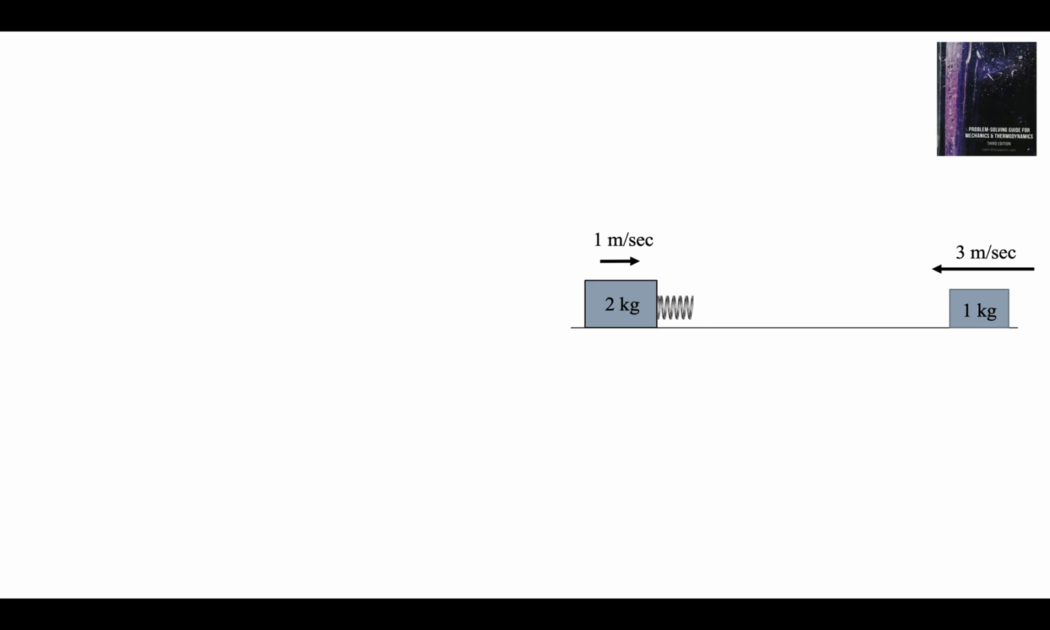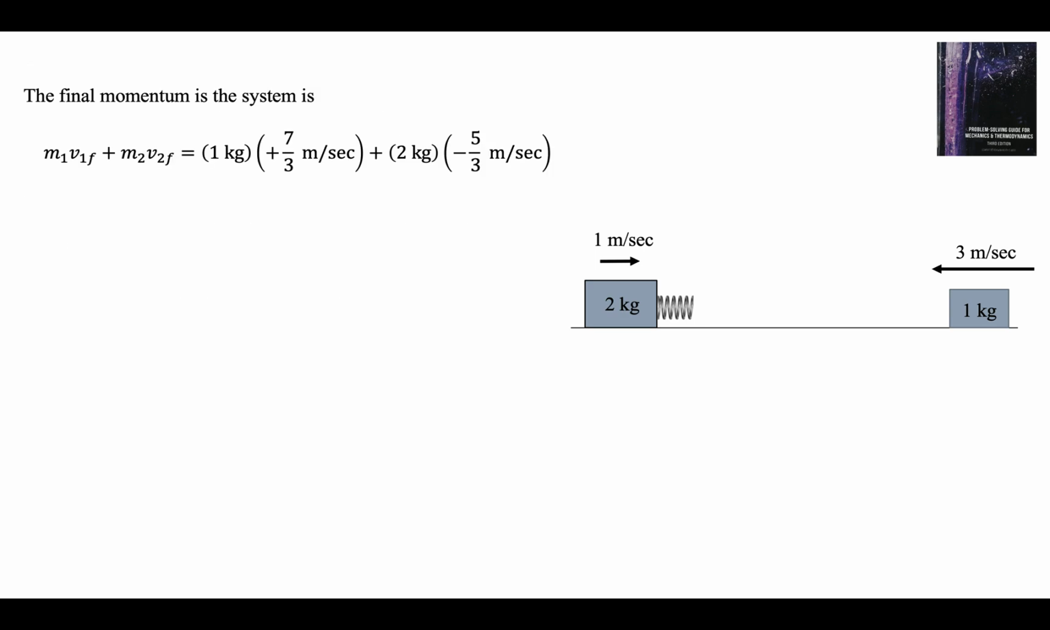Now we're going to do the final momentum in the system. We have the 1 kilogram block going positive 7/3 meters per second. We have a 2 kilogram block going minus 5/3 meters per second. That's 7/3 plus, that's 10/3, minus 10/3. 7/3 minus 10/3 is minus 3/3, which is minus 1 kilogram meter per second, and that was the initial momentum in the system, so momentum is conserved.